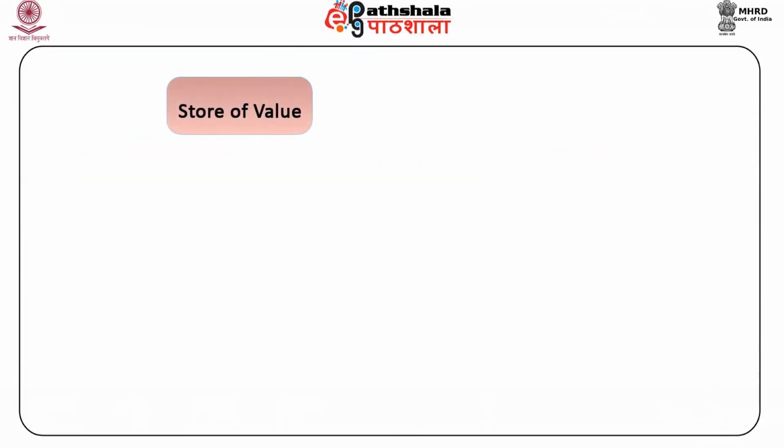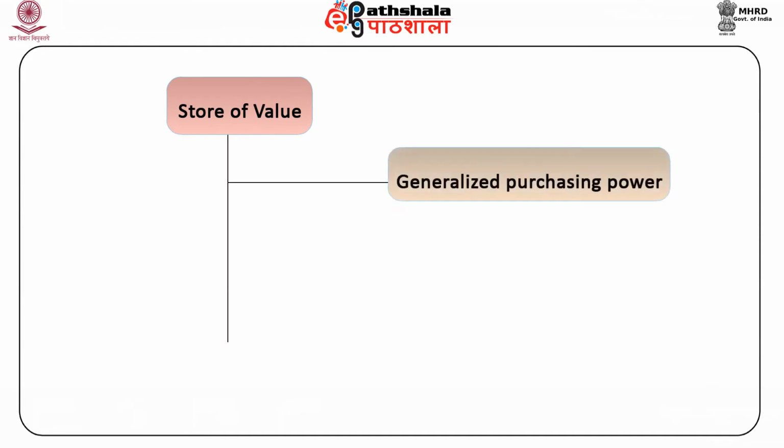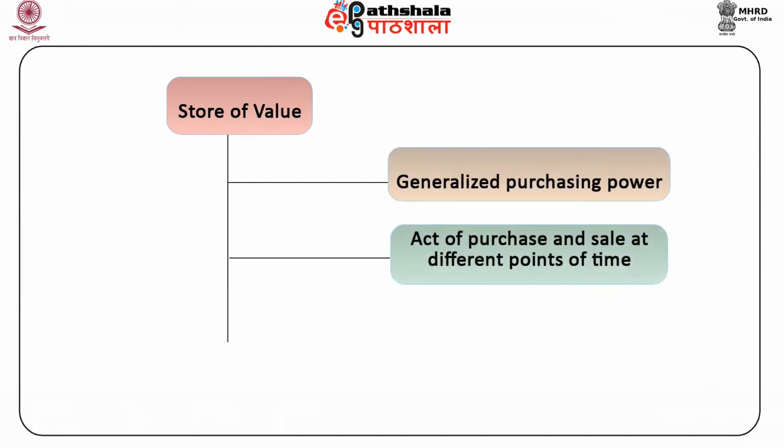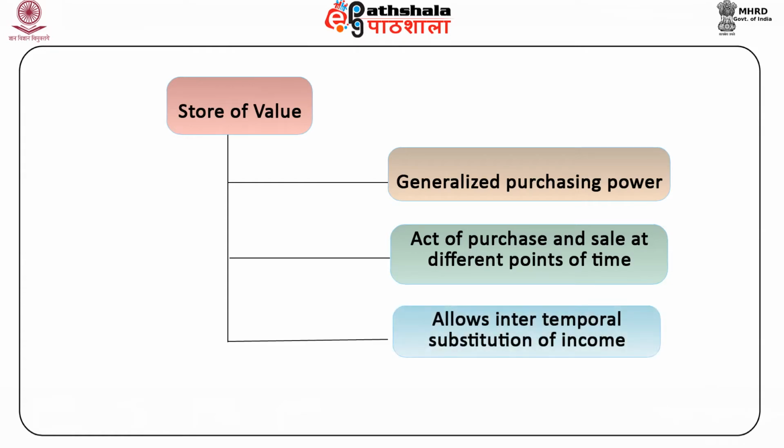Money as a store of value helps in generalizing purchasing power. In the act of purchase and sale of different commodities, people earn money. Since both the acts are not identical, they can be made at different points of time. In other words, income and expenditure are two different activities in a monetary economy and are made at different points of time. As money does not have to be converted into anything before being used, it is liquid and is often used as a store of value.